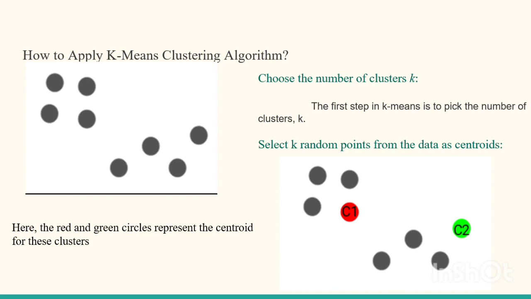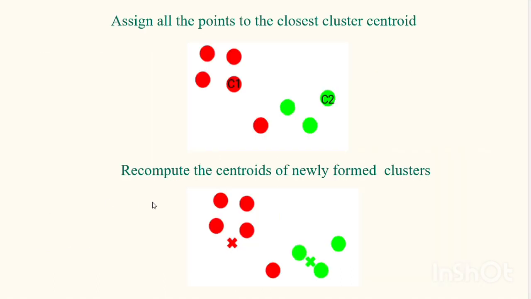Next, assign all the points to the closest cluster centroid. Once we have initialized the centroids, we assign each point to the closest cluster centroid. Here, you can see that the points closer to the red points are assigned to the red cluster, whereas the points closer to the green points are assigned to the green cluster.